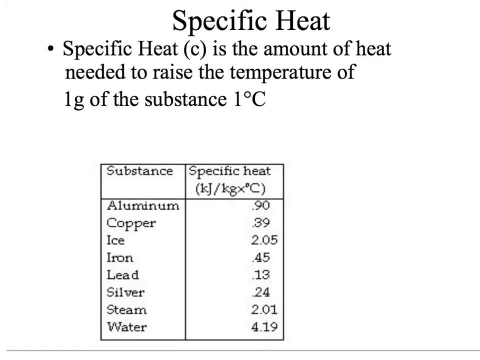Specific heat is the amount of heat that's needed to raise the temperature of 1 gram of a substance by 1 degree Celsius. When we do specific heat calculations, we use the letter C to represent specific heat. If you look at the table below, we have a list of different substances and their corresponding specific heats. So we can see that 1 gram of aluminum has a different specific heat versus 1 gram of copper.